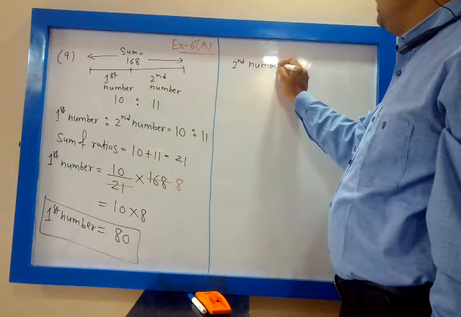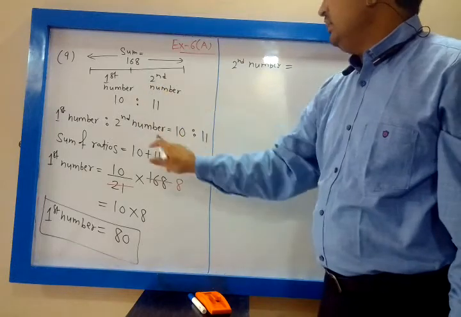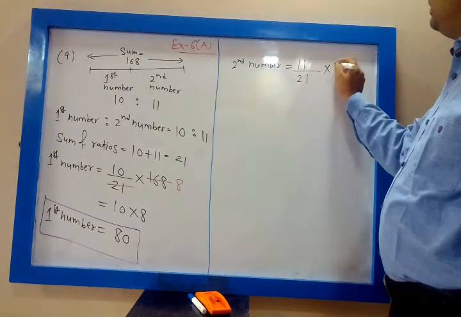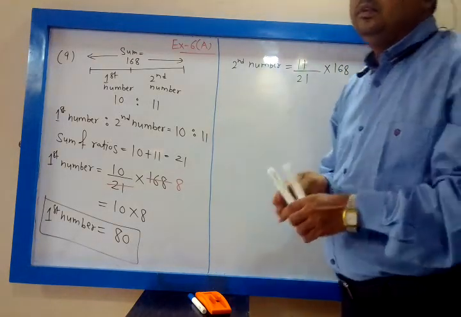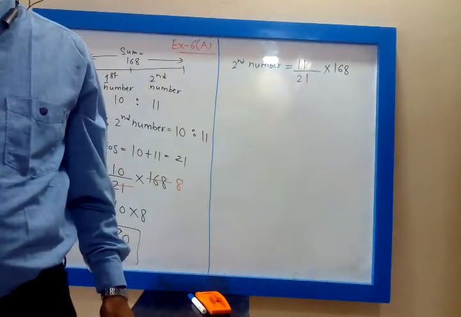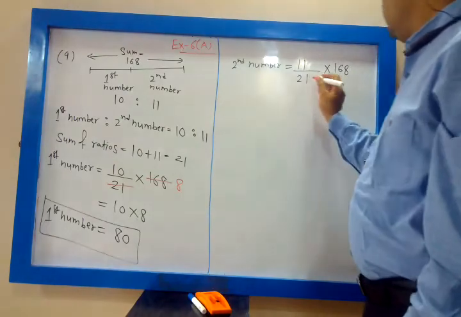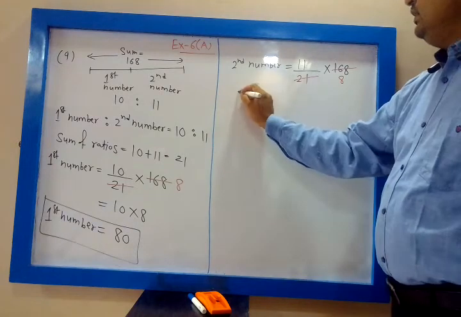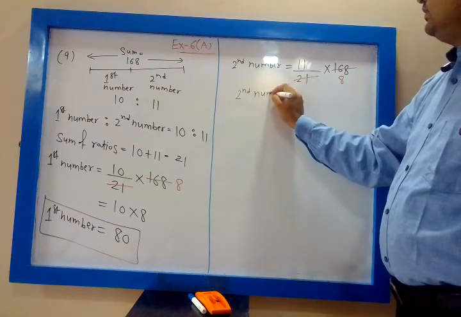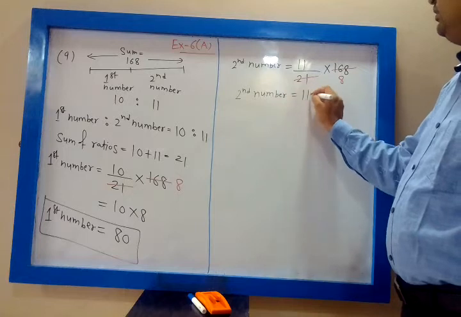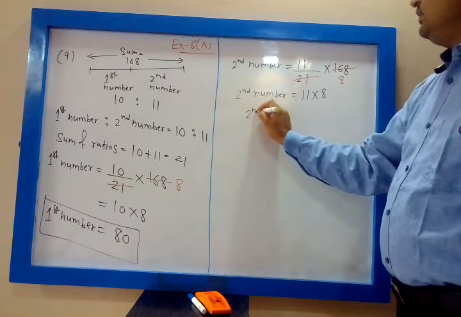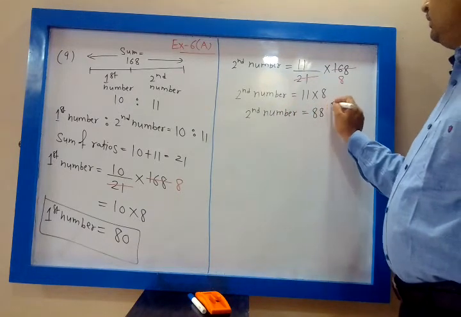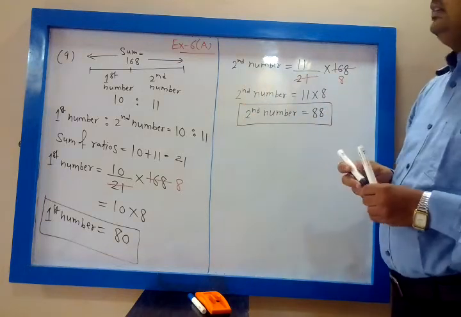Similarly, you can find the second number. For the second number, we use the ratio of the second number, which is 11. 11 upon sum of ratio 21 multiplied by 168. 21 eights are 168. So the second number is 11 into 8, so the second number is 88. So the first number is 80, the second number is 88.